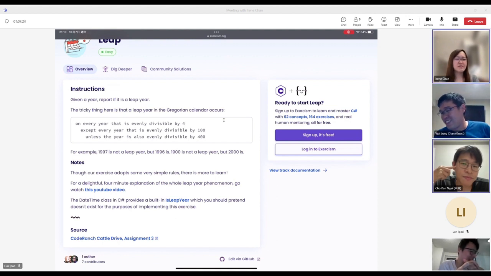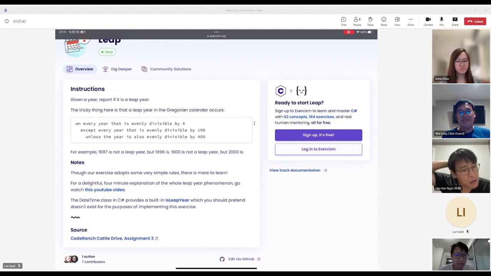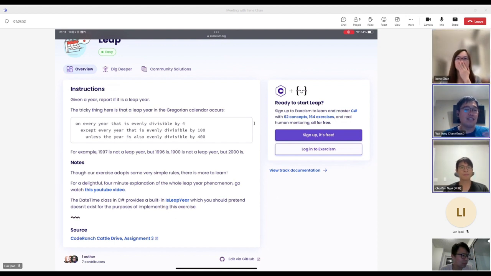So can it be divided by 100 or it can't? The first criteria is that it must be divided by 4, right? And then if it is divided by 100, then it must be divided by 400. Yes, there is an and condition. If it is divisible by 100, but not divisible by 400, then this is not a leap year.